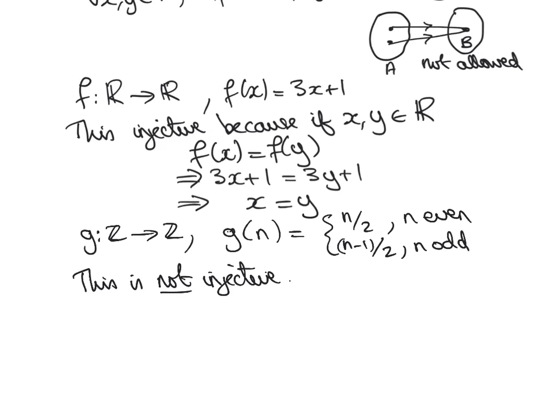And that's because we can find two different values of n which map onto the same image point. So, for instance, g of 0, which by definition is 0, is also the same as g of 1. So we've got two different values in the domain mapping onto the same value in the codomain.